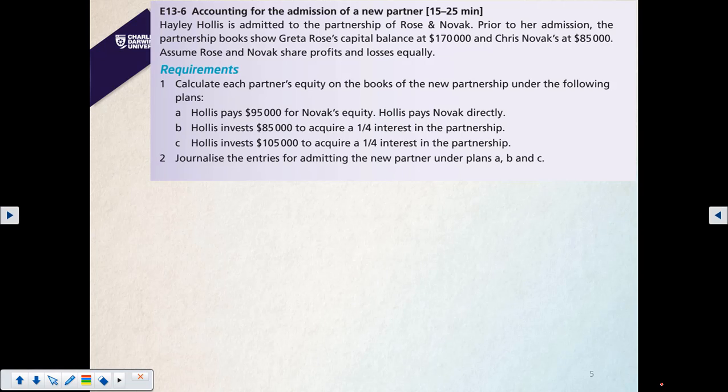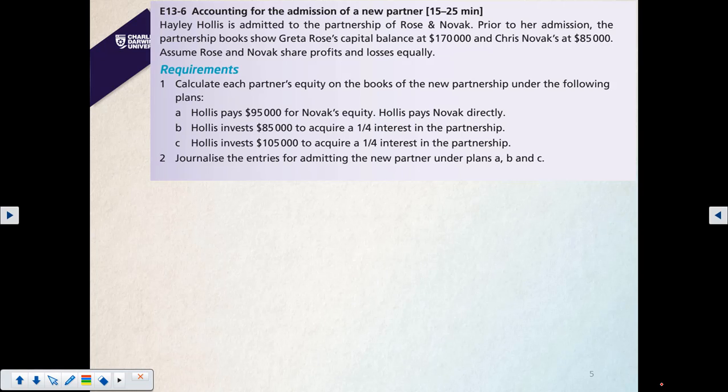So the first condition is saying Holly, the one who is coming in new, pays Novak's equity $95,000, because he has $85,000 but she is paying $95,000. Holly is paying Novak directly, which means Novak is going out of the business. How much would be the capital for Holly? That's my question.